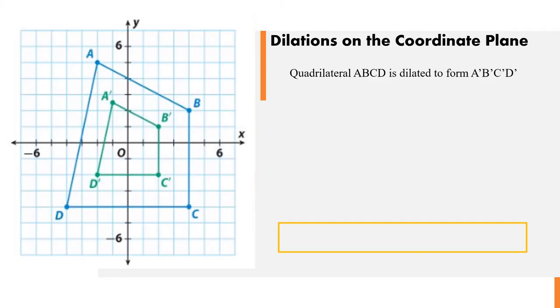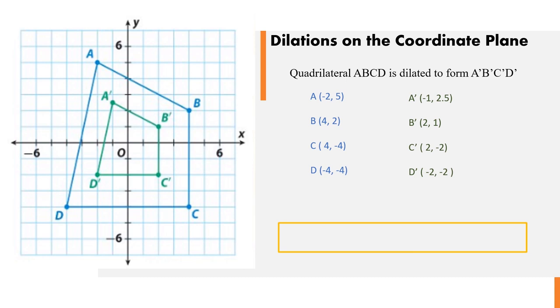All right, so let's look at this dilation on the coordinate plane. So I have quadrilateral ABCD in blue, and it's dilated to form A prime, B prime, C prime, D prime there in green. If we look at the ordered pairs for our pre-image, we have (-2, 5), (4, 2), (4, -4), and (-4, -4). The coordinates for our image are (-1, 2.5), (2, 1), (2, -2), and (-2, -2).